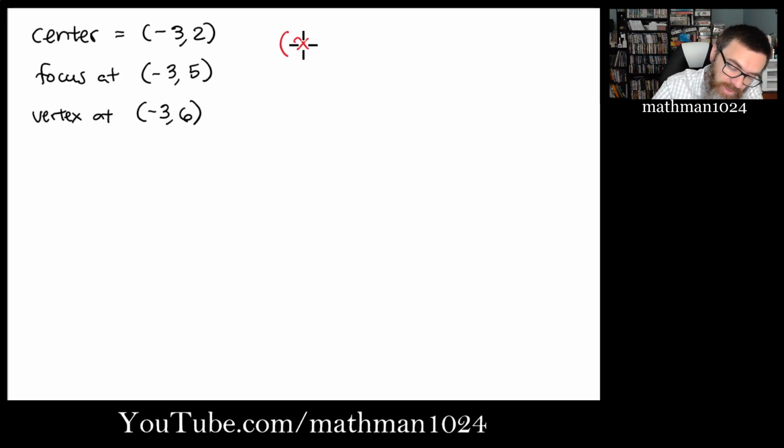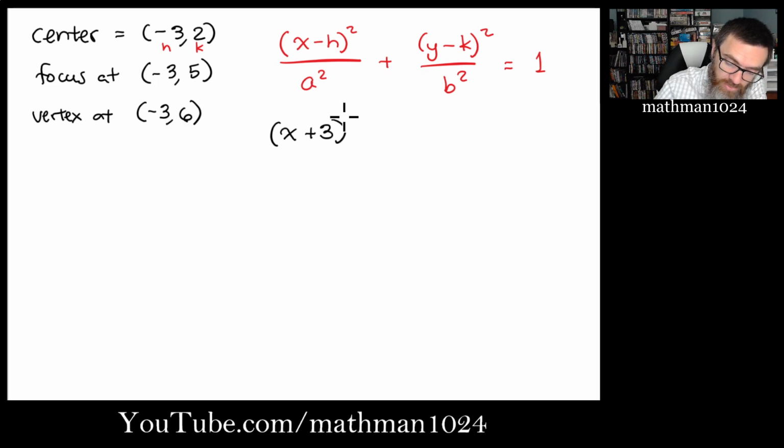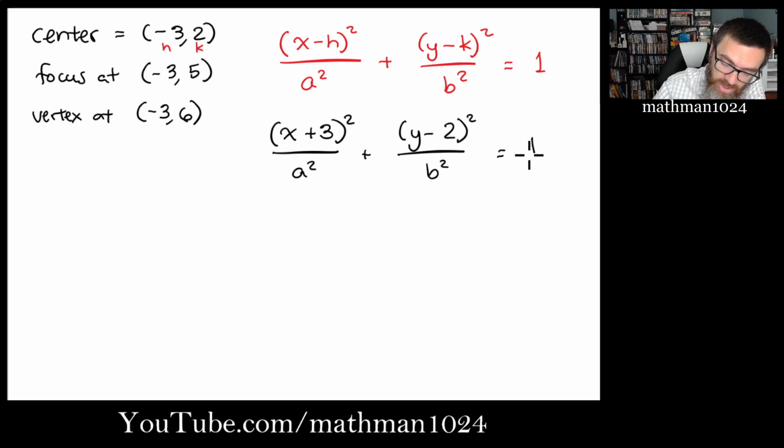So that basic form says (x minus h) squared over a squared plus (y minus k) squared over b squared is equal to 1. Now, since they are already telling us the center is (h, k), we can go ahead and plug that in and say that we have (x plus 3) squared over a squared. We'll have to figure that one out. And then we have (y minus 2) squared over b squared is equal to 1. So we've actually got quite a lot here. We just need to figure out how the rest of this fits in.